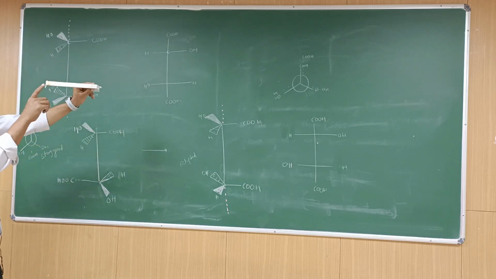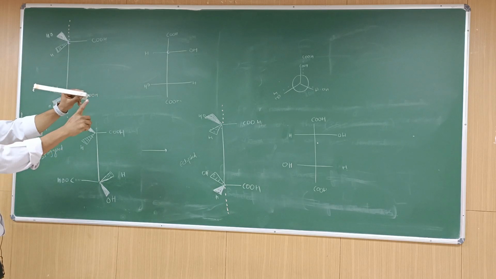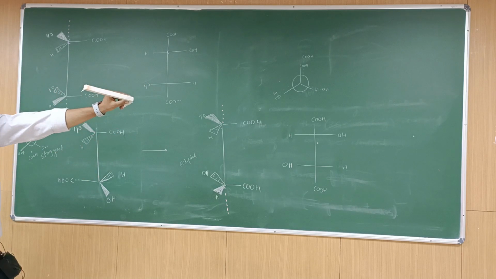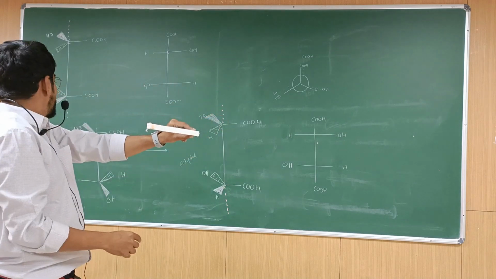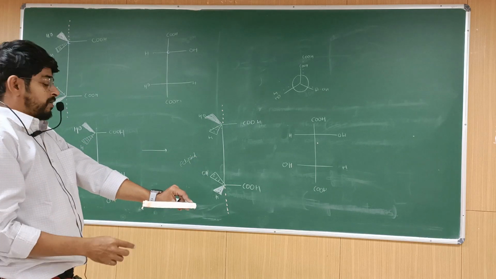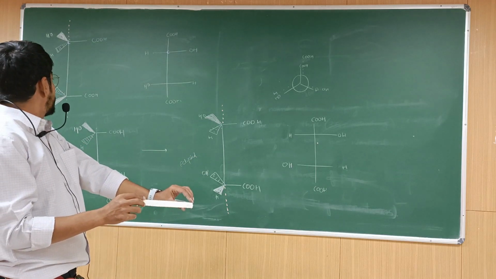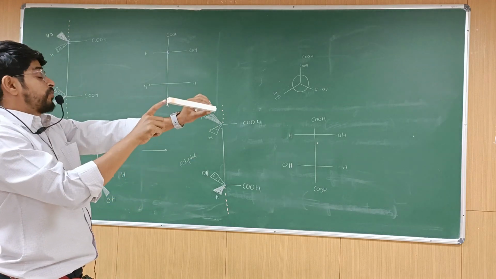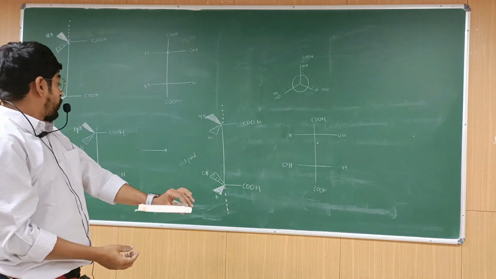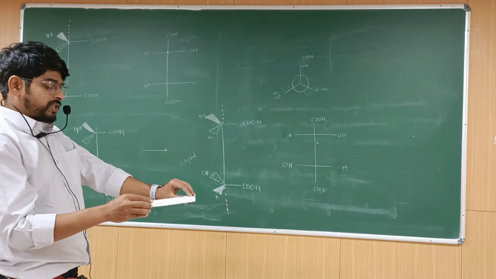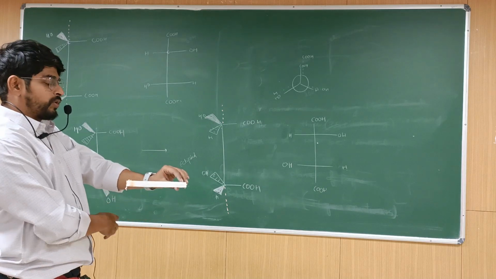Now, for the top carbon atom, this will be H, this will be OH, COH is like this. And for the bottom carbon atom, again, okay, I said it wrong. For the top carbon atom, OH is outside, this is OH, H is inside. For the bottom carbon atom, the representation is H is outside and OH is inside.